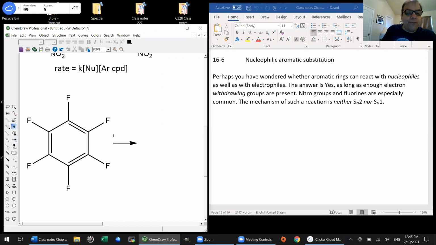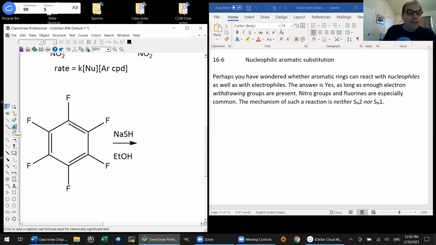As our nucleophile, maybe let's use sodium hydrosulfide. Ethanol would be a good solvent here, should dissolve everything pretty well. And so the product I would expect to get would be to replace one of the fluorines with SH.